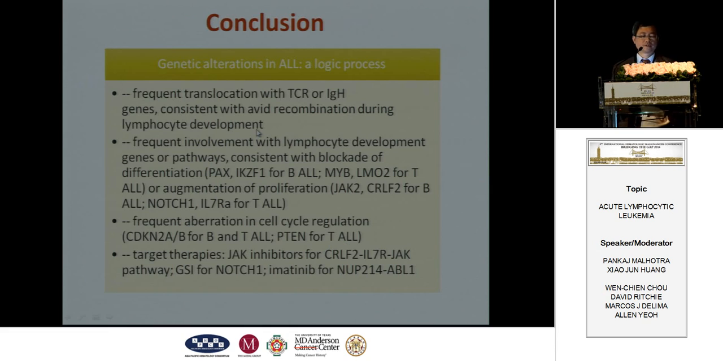So finally, my conclusion is that gene alteration in ALL frequently involves translocation with TCR or IGH, consistent with errors in recombination during lymphocyte development. It frequently involves lymphocyte development genes or pathways, consistent with a blockade of their differentiation or augmentation of their proliferation. And there are also frequent aberrations in cell cycle regulators. And the implication is targeted therapy, because JAK inhibitor may be useful for the CRLF2, IL-7 receptor and JAK pathway. Gamma secretase inhibitor may be useful for NOTCH1 mutation. And imatinib may be useful for a translocation involving either ABL1 or PDGFR.